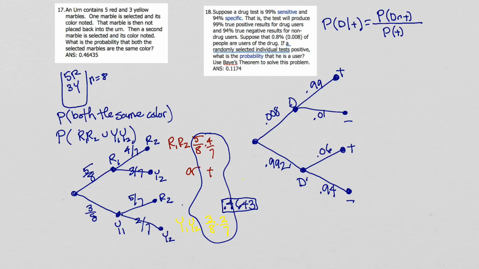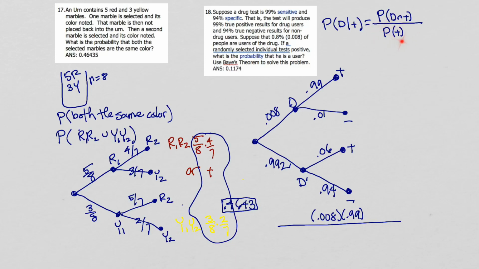And now we have enough information to get our probability. So look at the numerator up here. The numerator is D and plus. Now D and plus, that's this branch right here, right? You start out with D and you go to plus, so that's going to be 0.008 times 0.99. So I'm going to do this down here. So we're going to write this big fraction bar here. And on the top, I'm going to put 0.008 times 0.99.